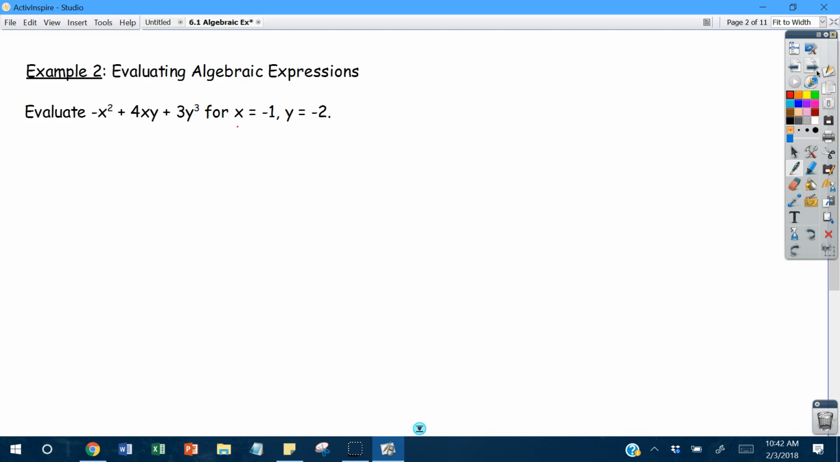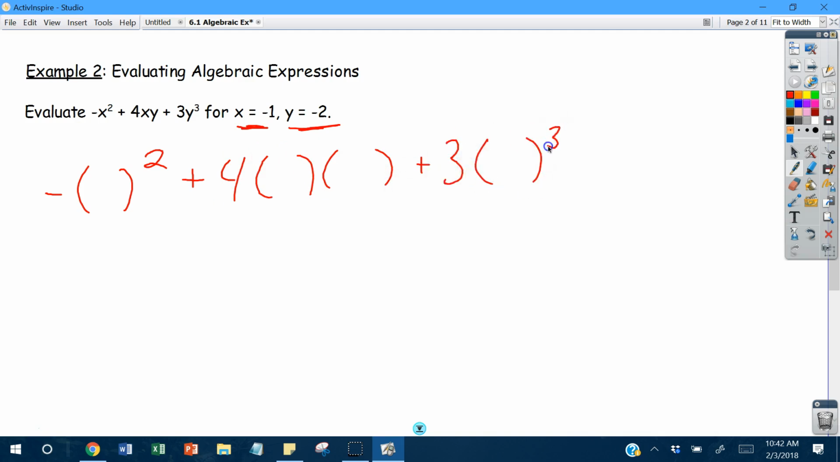So here's another one. This one has two variables. There's an x, there's a y, and this says anywhere you see an x, plug in -1. Anywhere you see a y, plug in -2. So I'm going to go ahead and rewrite this. When I plug things in, I leave a little space with parentheses for my variables, and that's going to really help me see what I'm doing well, because there's going to be things with negative numbers and exponents where if you leave these parentheses out, you might actually do something wrong.